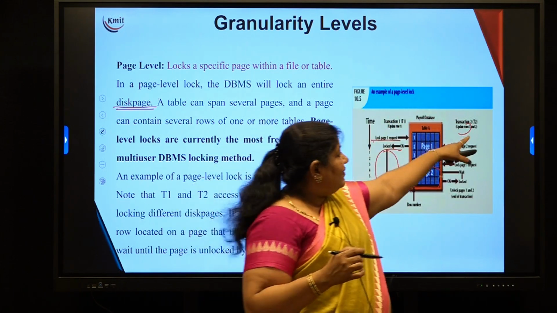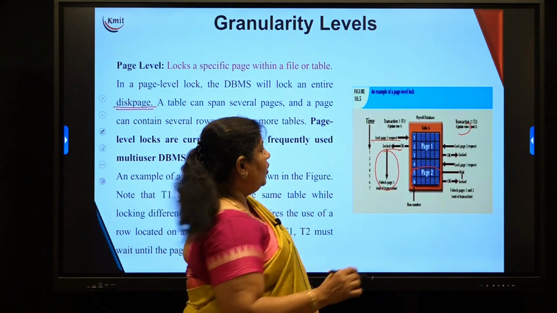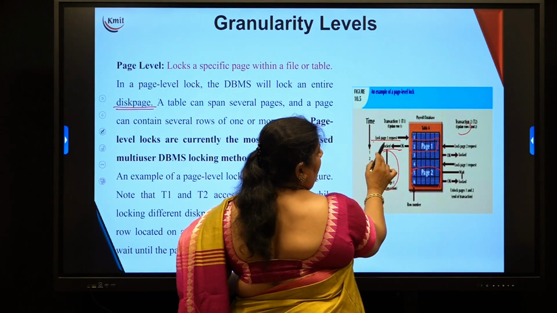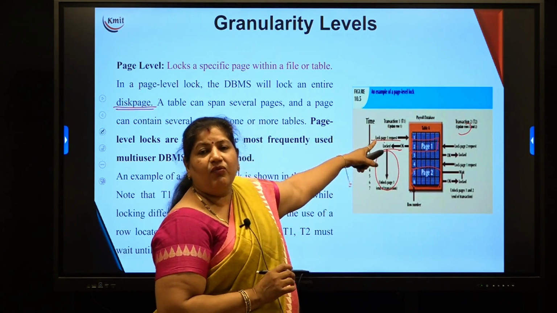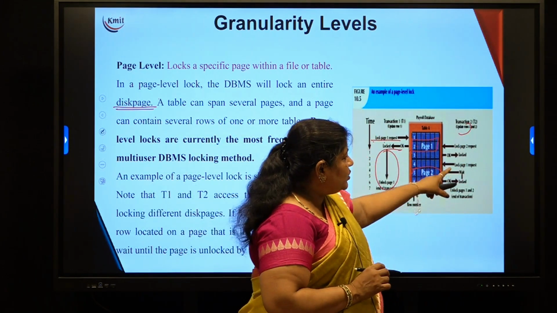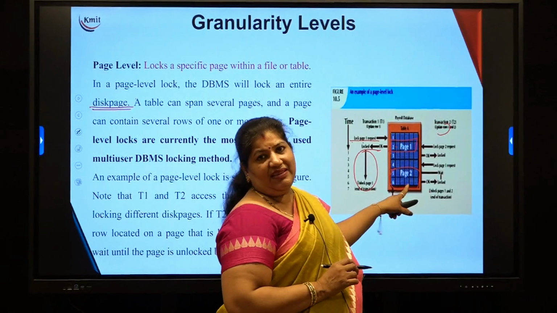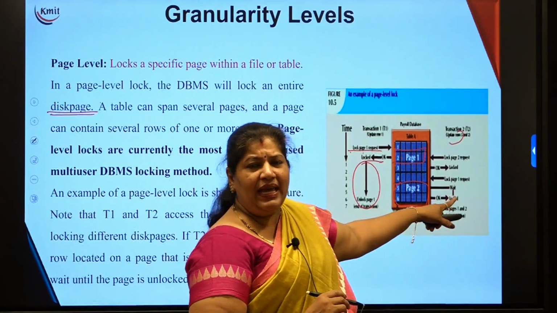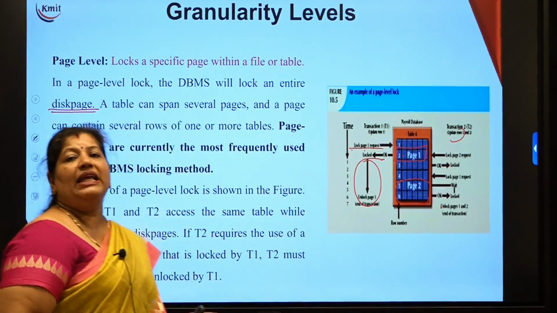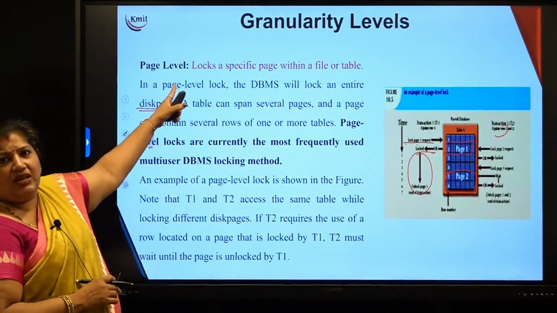Whereas, it is asking for row 2. Row 2, as you see, is in page 1 and that has been locked by transaction 1 for accessing row 1. So, transaction T2 has to wait in order to access row 2. It will not be granted that particular lock because page 1 is already locked by transaction T1.